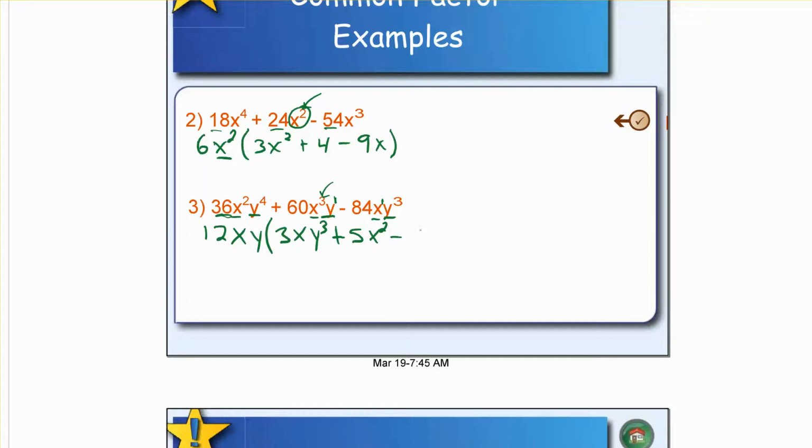Minus 84 divided by 12 is 7. And then this was an x, just a single one, but I took a single x out, so it's gone. And now y to the 3, I took a single y out, so now it's y squared. And that's it.